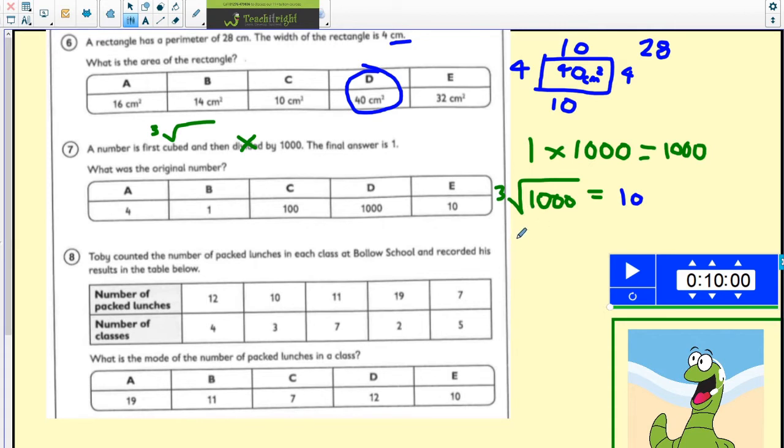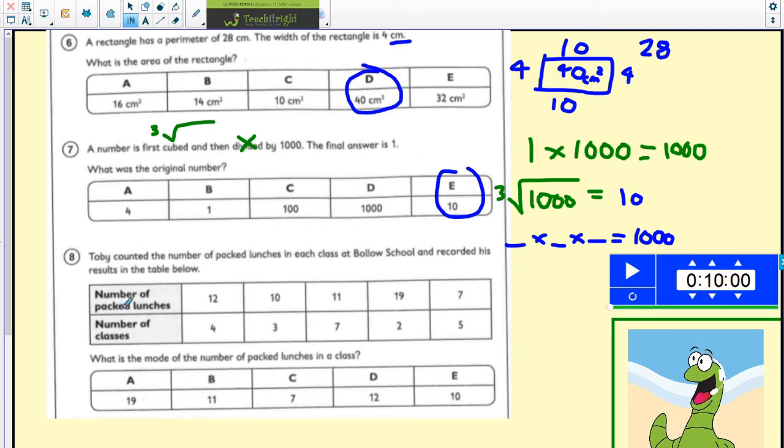And I'll write it out again just to show you. So it's something times something times something equals 1,000. And whatever one of those somethings is, is the cube root. So that's how you work it out. So the answer is 10. E.